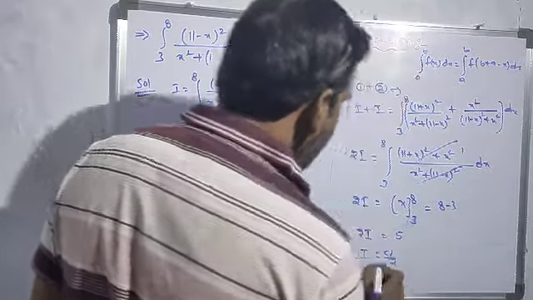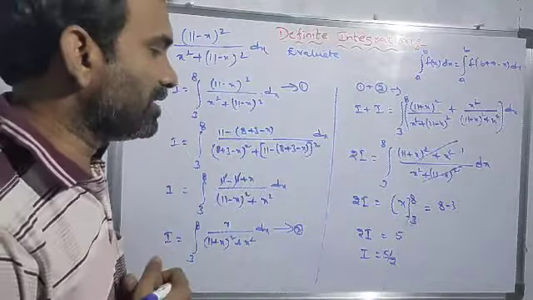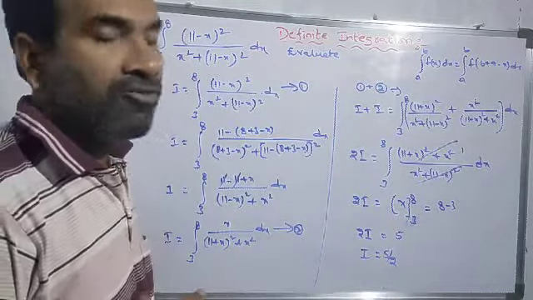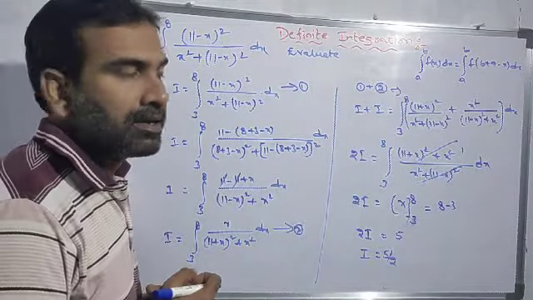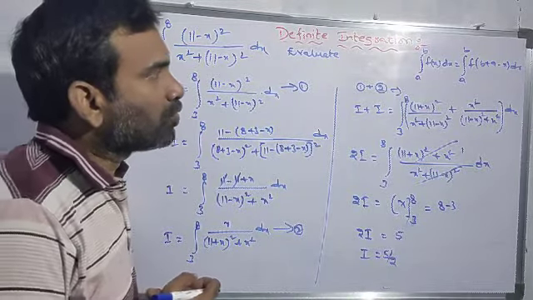So I, our given problem value, what is our final answer? 5 by 2. That is our answer. Understand? So here we have to note one point.